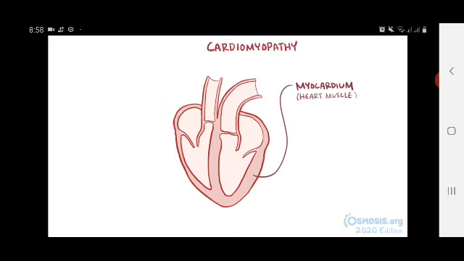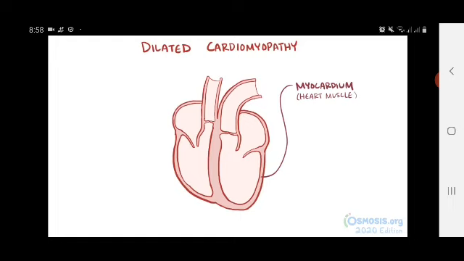Now, the most common type is dilated cardiomyopathy, which can cause all four chambers of the heart to dilate or get bigger. Specifically, new sarcomeres or muscle units in the walls are added in series, and the chambers grow larger, which leaves the walls relatively thin compared to the large chamber size, with less muscle to use for contraction.